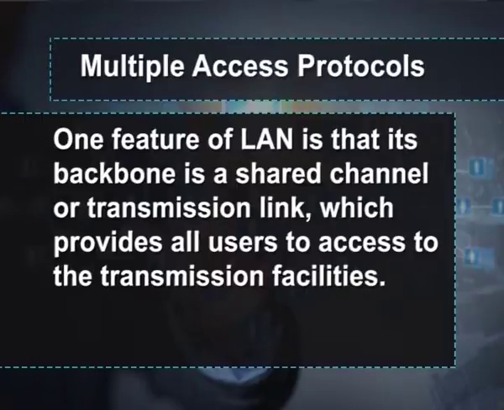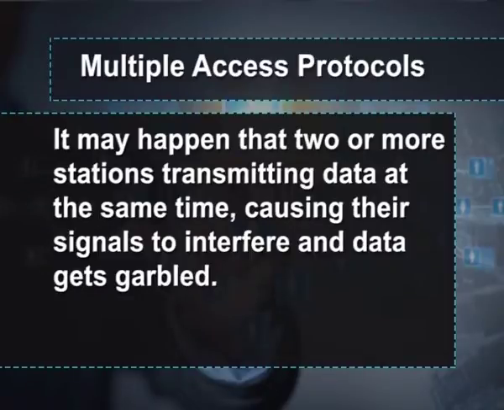One feature of LAN is that its backbone is a shared channel or transmission link, which allows all users to access the transmission facilities. It may happen that two or more stations transmit data at the same time, causing their signals to interfere and data gets garbled. So, in order to resolve these types of conflicts, a number of different medium access protocols have been developed. In order to handle the bursty nature of LAN, burstiness means the data is transmitted irregularly in bursts rather than as continuous streams.